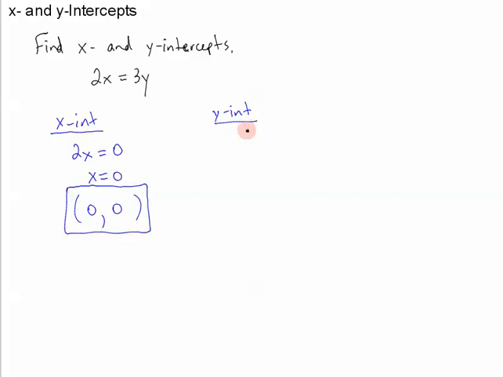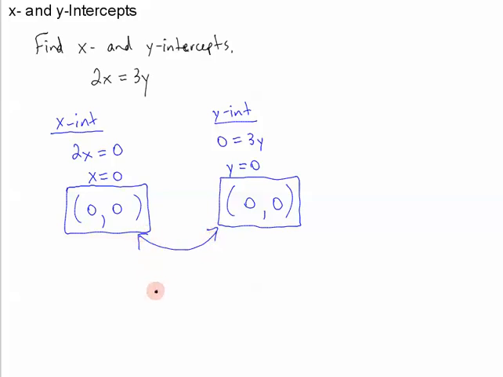For the y-intercept, you set x equal to 0, so you get 0 equals 3y. Divide by 3, and you get y equals 0. So over here, the y is 0, and by default on a y-intercept, the x is 0, so you get (0, 0). So it's possible that your x and y-intercepts are the same point, because there's a point where you cross the x-axis and the y-axis at the same time.